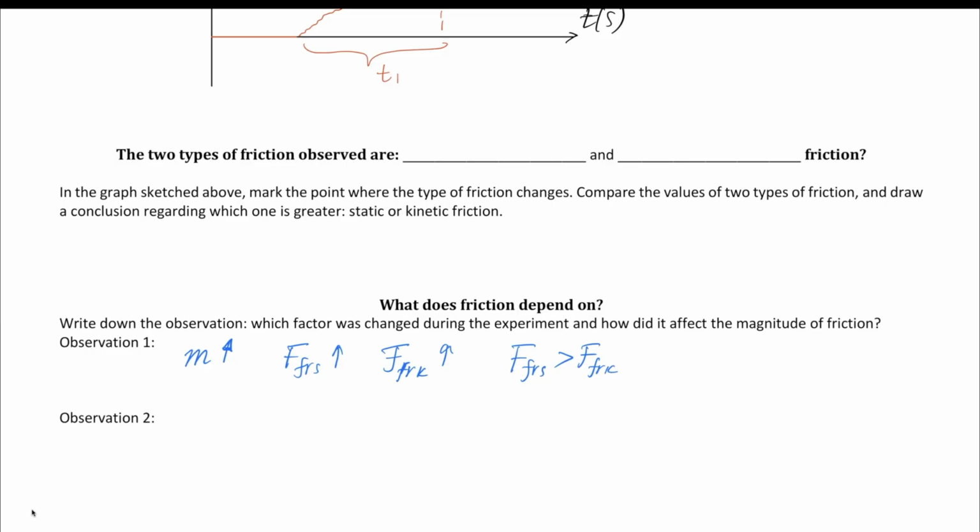The second thing I did was keep the same mass, but change the surface. So we went from wood, which was rough, to the tabletop, which was much smoother. The force of static friction decreased, and the force of kinetic friction also decreased. So those were the two observations.